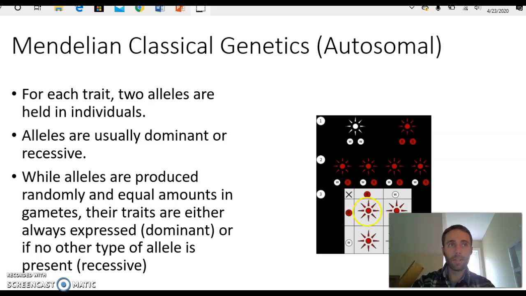for the dominant trait. So when I have a red and a red allele being given, I have a 50% chance of the offspring being heterozygous. So they get a red one from mom or a red one from dad and a white one from mom or dad. That's how I get these two here. And then a 25% chance of them being homozygous but for the recessive trait.